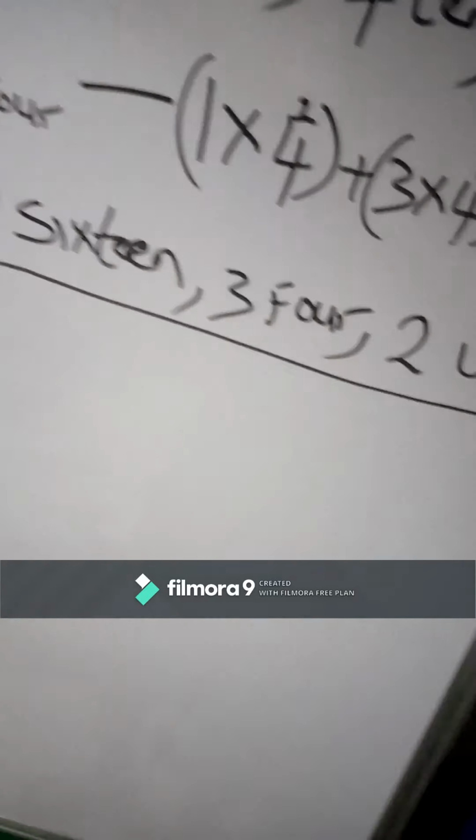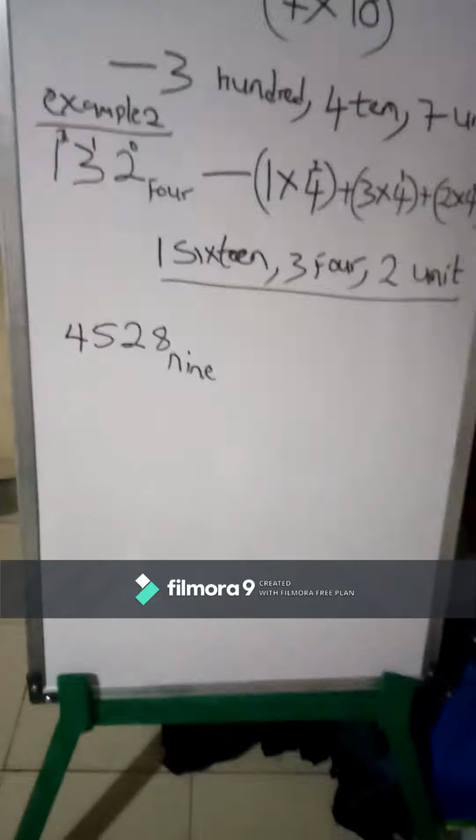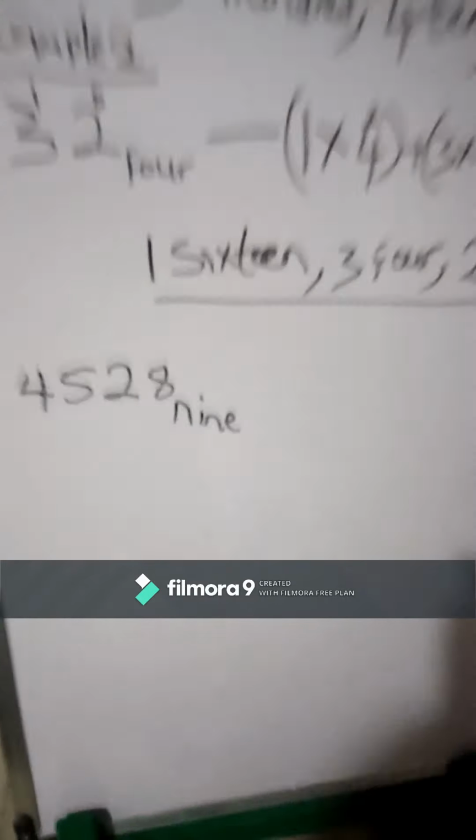Alright, I'll take one final example. This time I will make the numbers 4, 5, 2, 8 in base 9. Now this is the number given to us, 4528 in base 9. So we need to expand it in base 9.